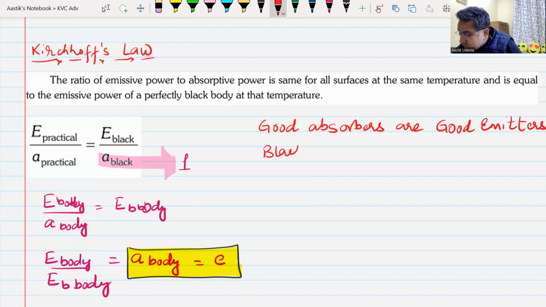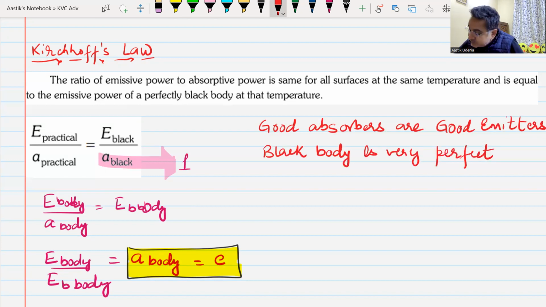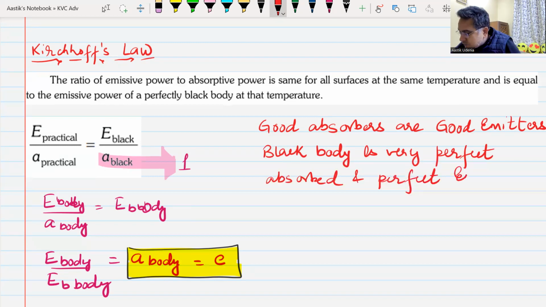A black body is a perfect absorber and a perfect emitter. Do you understand what I mean by this? Yes, sir. Absorptive power of a body is equal to its emissivity. That is what Kirchhoff's law means in a simple way.